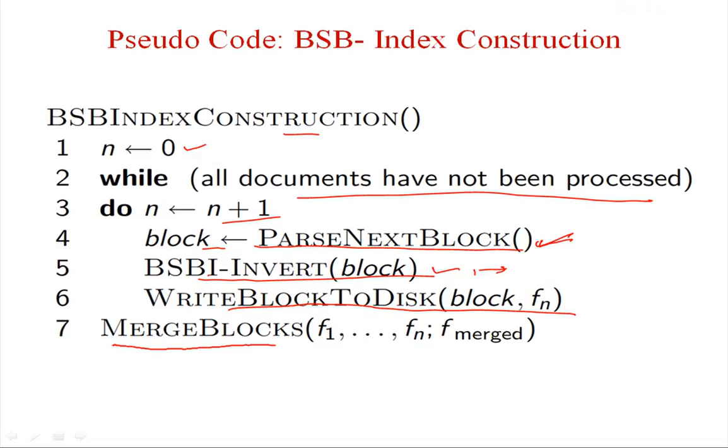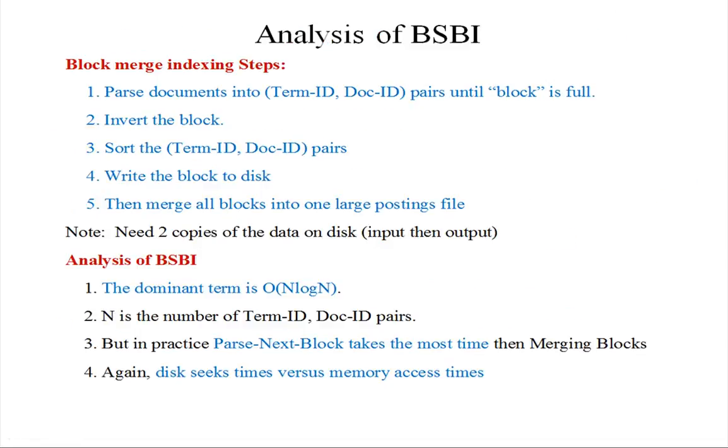This is the merging step. We will take the block pairs one by one, merge them, and then write back after preparing the index. This is the analysis of the BSBI algorithm. Fetch documents, parse documents into term ID and document ID pairs until the block is full. Invert the block.